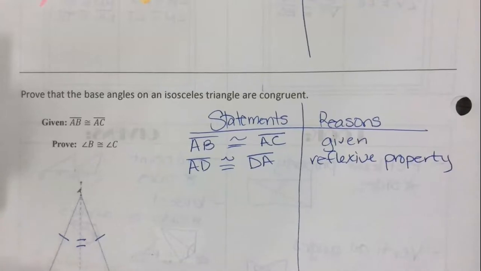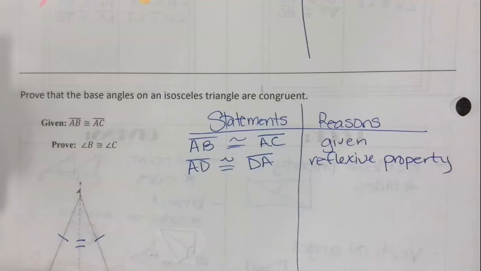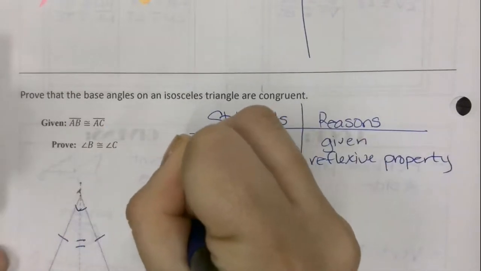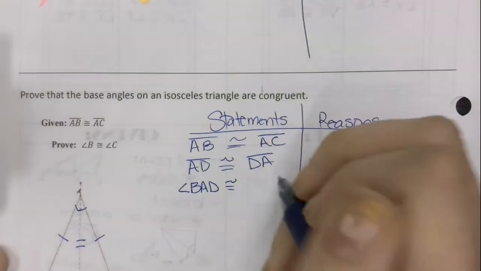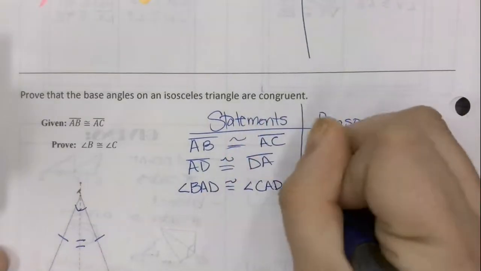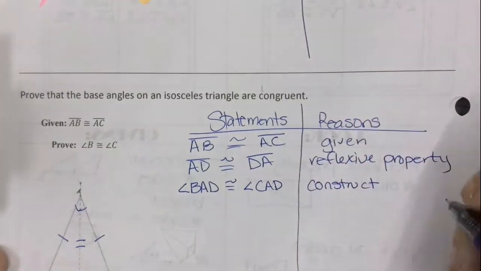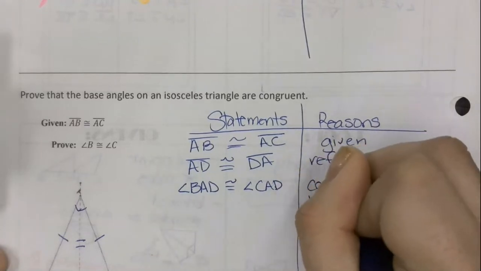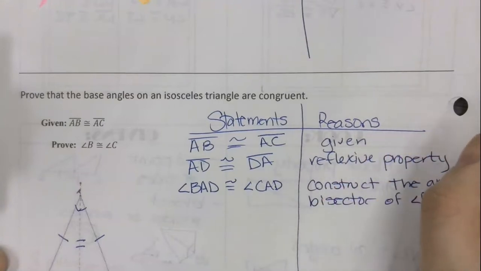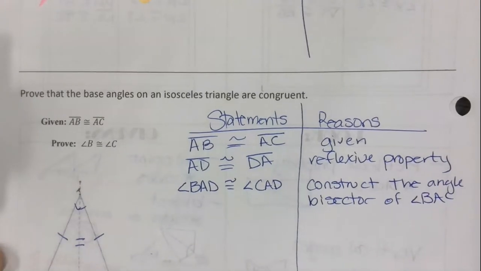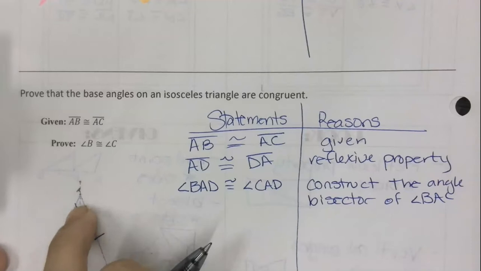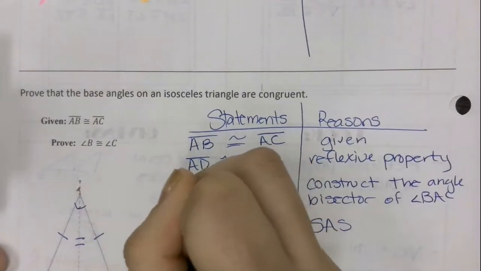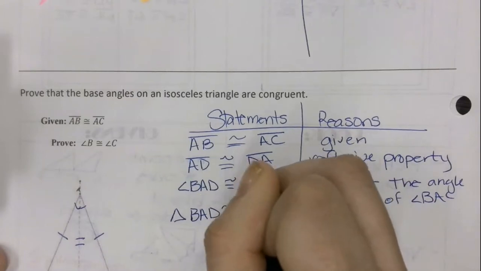Then, sorry, then I have that angle BAD is congruent to angle CAD. And this is by constructing the angle bisector of BAC. So now if I look at my two triangles, I have a side, an angle, and a side. So I can say the two triangles are congruent. I have triangle BAD is congruent to triangle CAD.